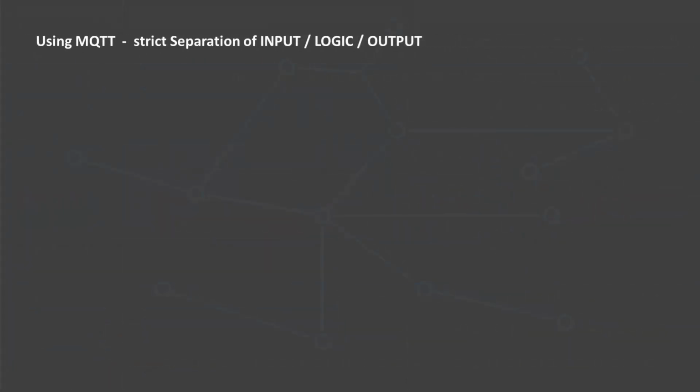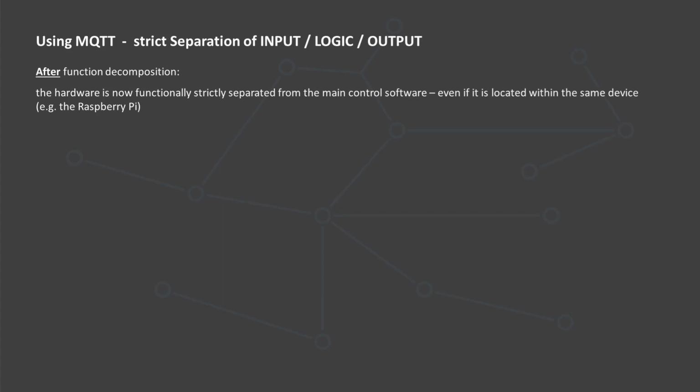Therefore, we separate the hardware from the main logic, which results in much simpler single components which are connected by MQTT. After function decomposition, the hardware is now functionally strictly separated from the main control software, even if it is located within the same device like the Raspberry Pi.